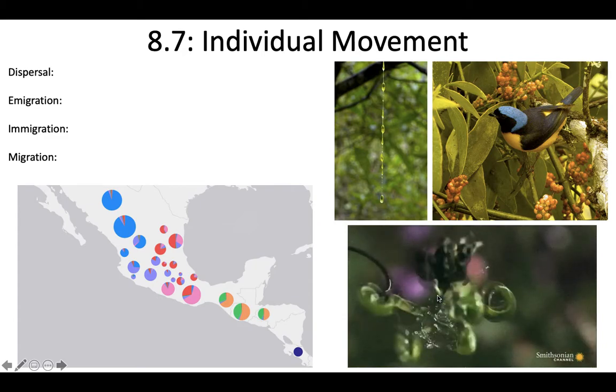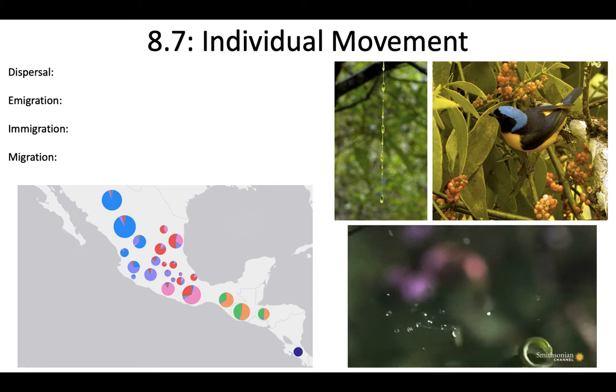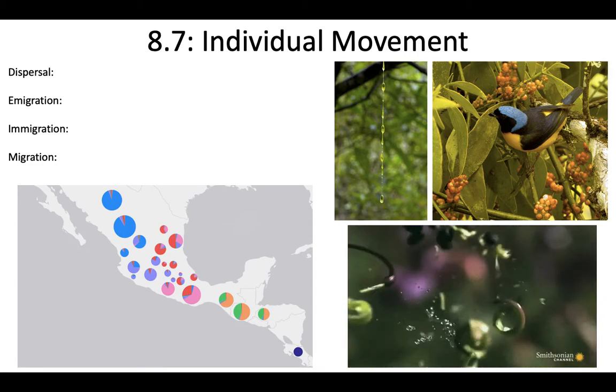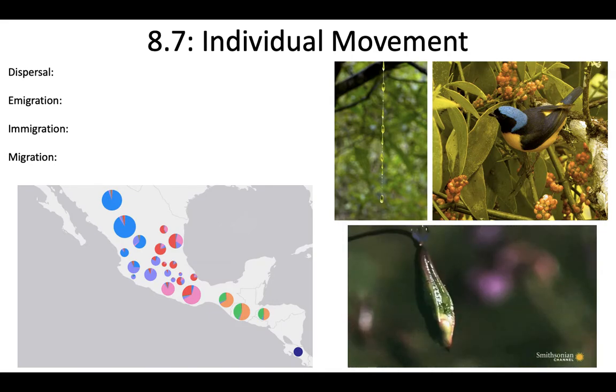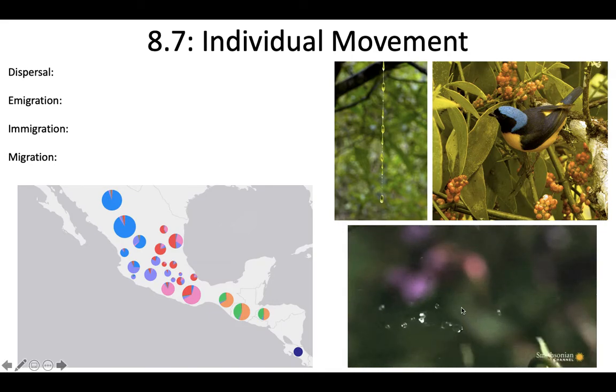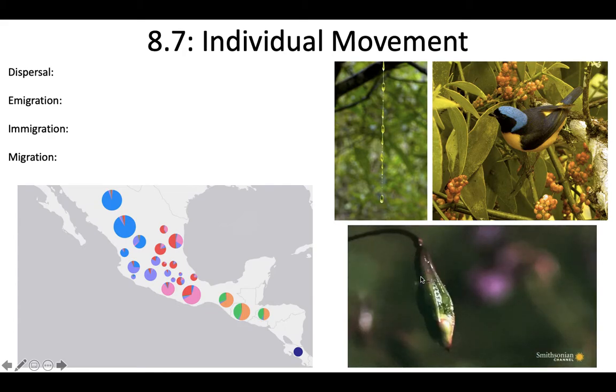Jewelweed is a great example of dispersal capabilities of an individual species. I tried to pop some of these seed pods on the nature walk the other day, but I don't think they were ready to go yet. So they didn't pop out, but this seed pod has a great method for dispersing its offspring so that it can grow its population in geographic space.